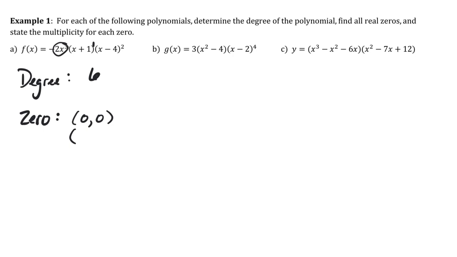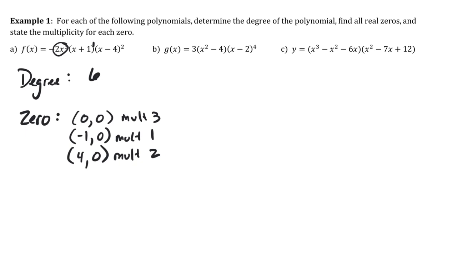When I set x plus 1 equal to 0, I get negative 1 comma 0, and then I get 4 comma 0. And if you go back and look at the exponents on each of those, this one had a multiplicity of 3, this one had a multiplicity of just 1, and then a multiplicity of 2.